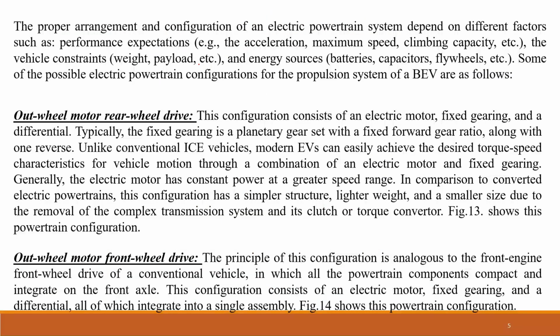Now, we can say that the proper arrangement and configuration of the electric powertrain system depends on several factors like performance expectations, the vehicle constraints, and the types of energy sources. Some other dedicated electric powertrain configurations for the propulsion system of a BEV are as follows. So, let us first see the figures and the types.